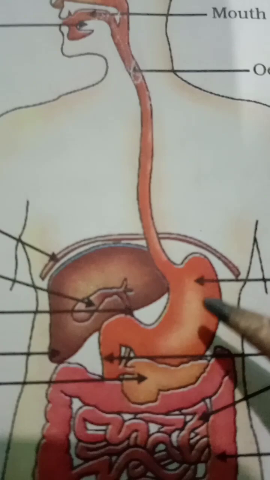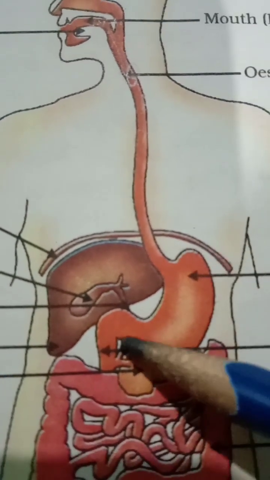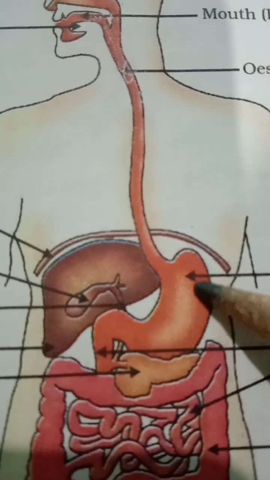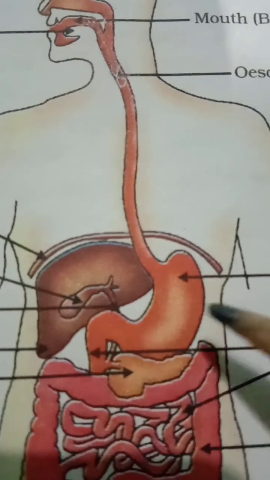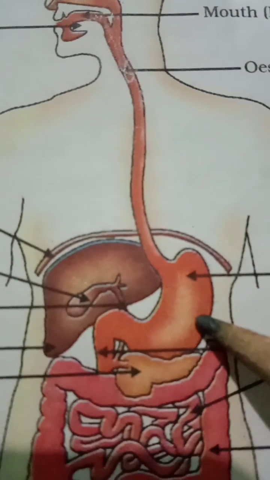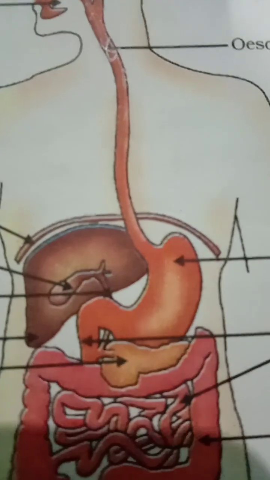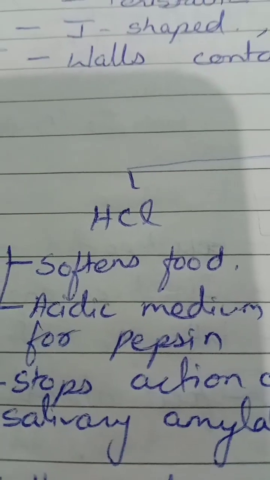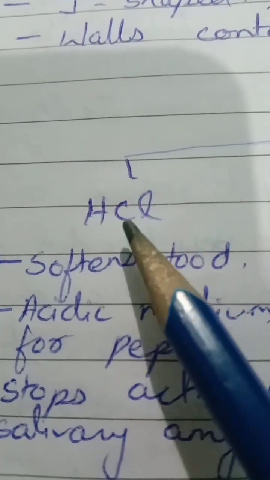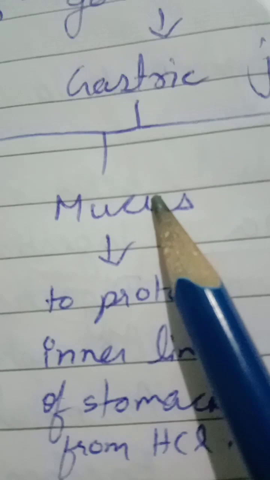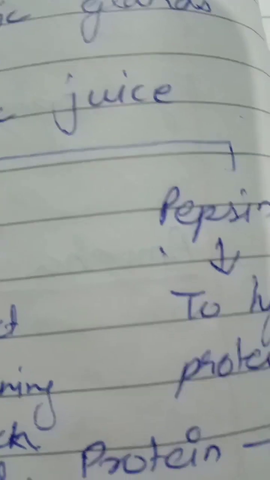Now in the stomach, in the lining, the inner side of the wall produces gastric glands, gastric juices. In these gastric juices they are producing three things, that I'll show in the written points. This gastric juice, which is produced from the inner wall of the stomach, contains HCl, mucus, pepsin. Again, pepsin, mucus, HCl.